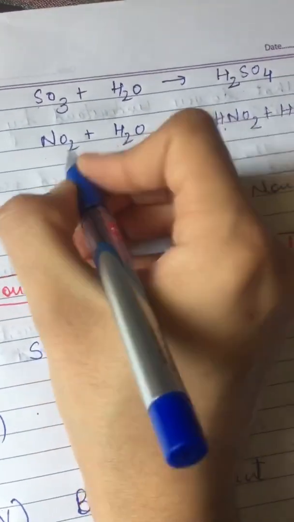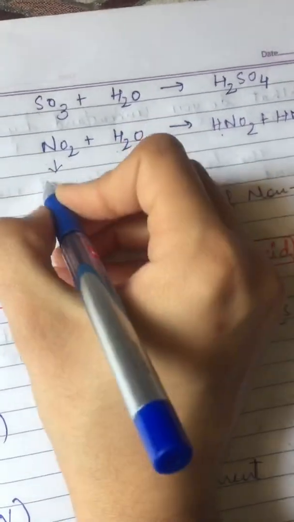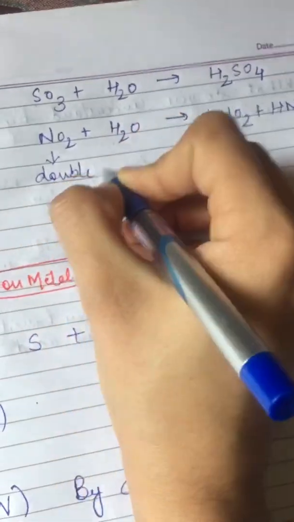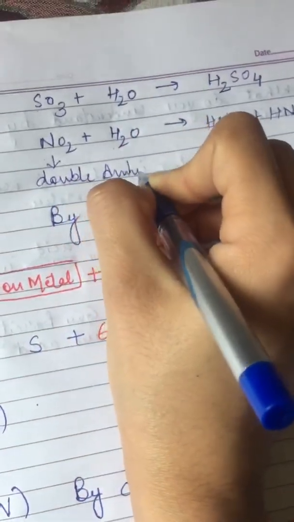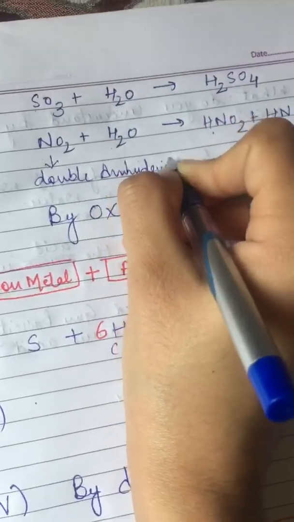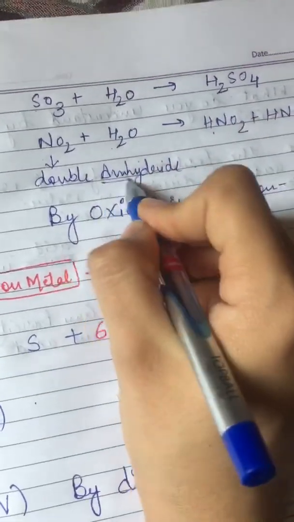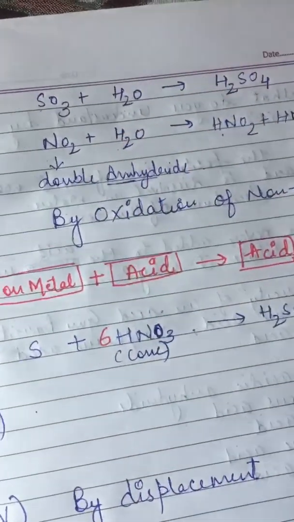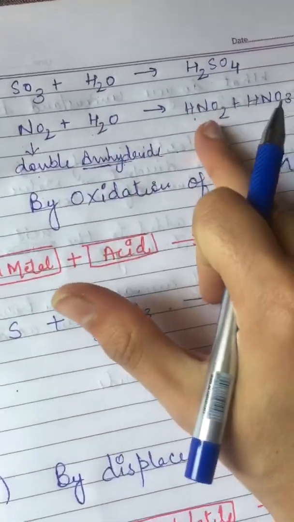NO2 is a double anhydride. Anhydride, anhydrous, means water removed, right? Water is not present, so double anhydride. So when NO2 is mixed with water, it will form nitrous and nitric acid.